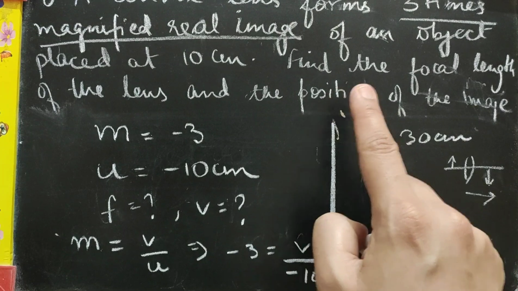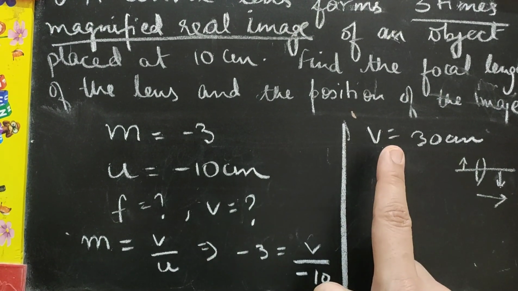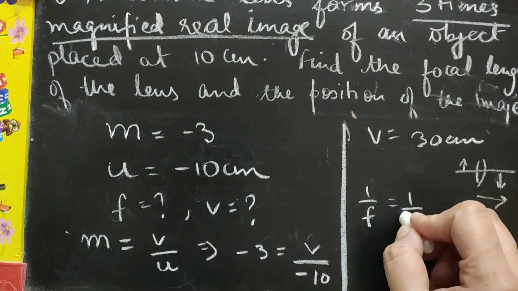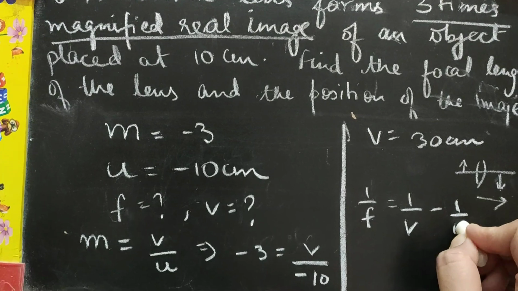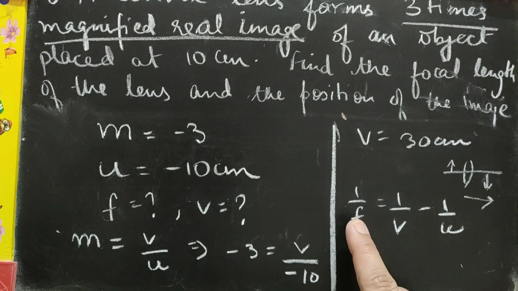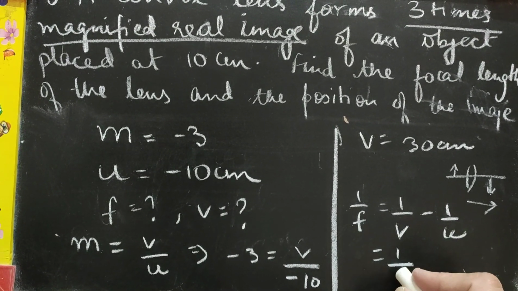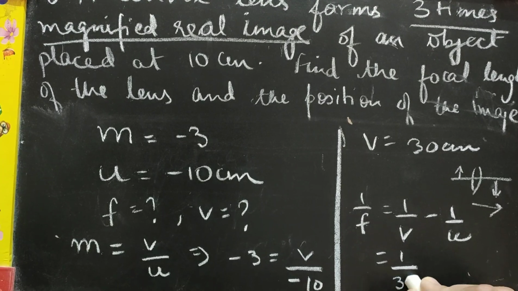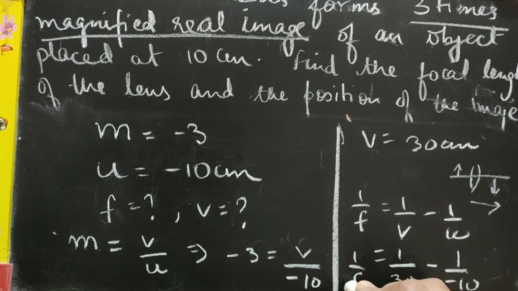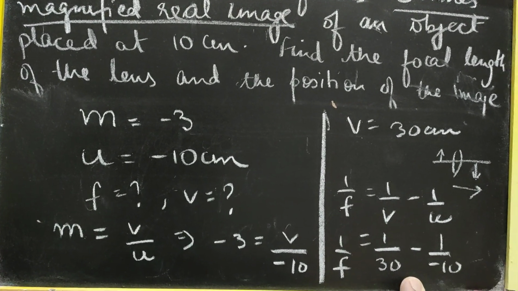Next thing to be calculated here is the focal length. Now we know U, we know V. Using these two values in the lens formula, which is 1 by f is 1 by v minus 1 by u, we can calculate the focal length. 1 by f is to be calculated. 1 by v is 1 upon 30 and 1 by u is 1 upon minus 10. This fraction when solved will give us the value of the focal length.